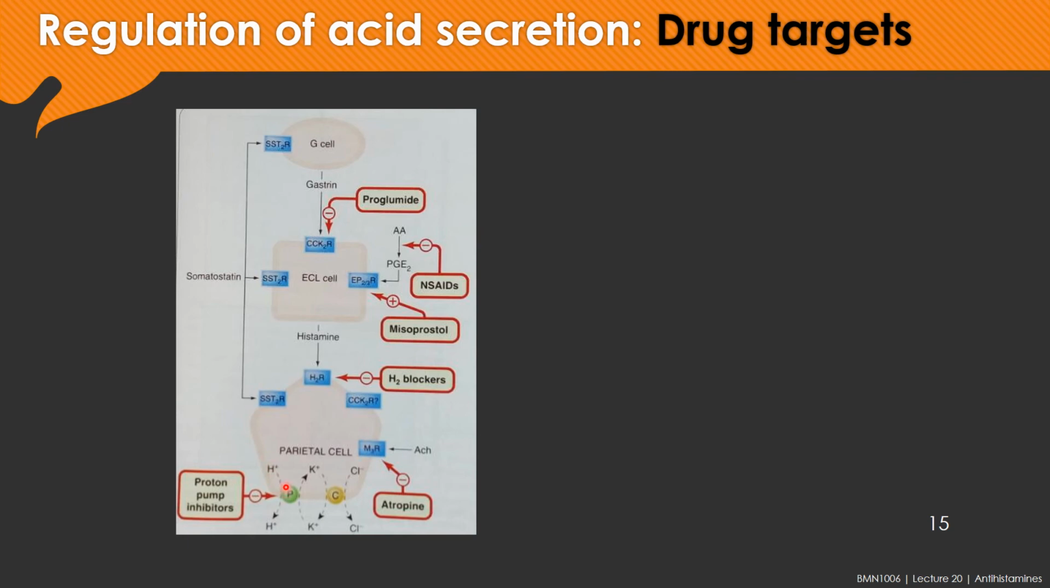So the most direct strategy would be taking the PPIs or the proton pump inhibitors. But you can also take atropine, which will bind to the muscarinic receptor M3R, and it is required in gastric secretion. So with atropine, it antagonizes the effect of M3R, and therefore you will get less gastric secretion. So we've talked about the H2 blockers or the H2 antagonists, which basically block your H2 receptor, and with that your histamine cannot bind to this receptor, therefore reducing gastric production.